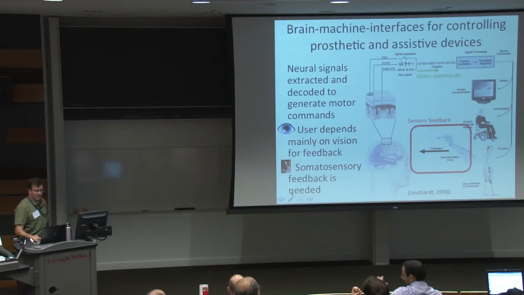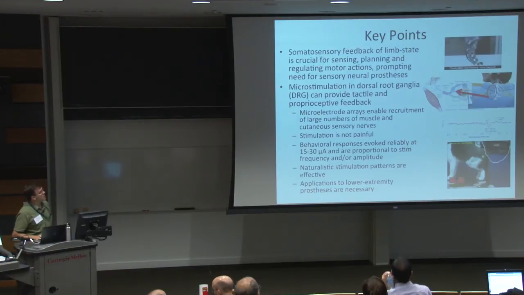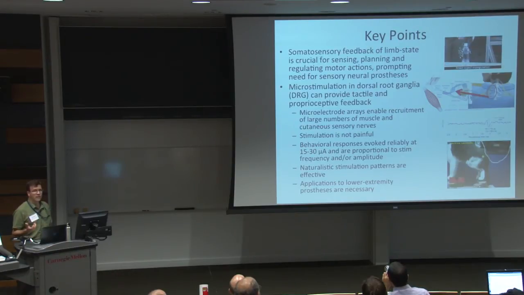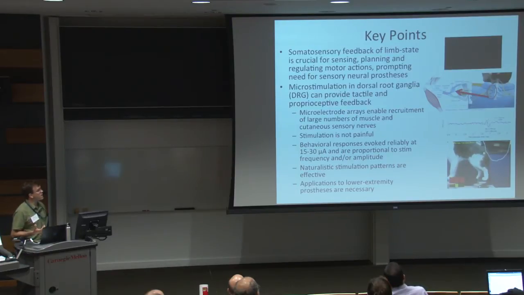For controlling movement. The two takeaway messages that I want you to go away with are, one, that somatosensory feedback of limb state is absolutely crucial for not only sensing actions, but for planning and regulating those actions as they're ongoing. In the upper extremity work, there's a lot of focus on sensation and providing amputees with some conscious percept of what the limb is doing or what pressures are being exerted on the prosthetic hand. I would argue that it's as much about the subconscious feedback of limb state that the nervous system needs to regulate its motor output, whether that motor output's being tapped in the brain at the level of motor cortex or at the level of muscles in the case of myoelectric control. That feedback of limb state, I think, is absolutely essential for those motor signals to be maximally useful.